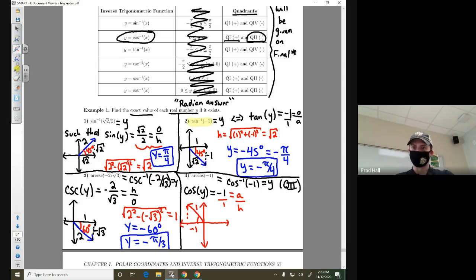Again, all the stuff in red, don't write this down. If you were to solve for your missing side, it would be the square root of 1 squared minus -1 squared, which is 0. So you get a side length of 0, which doesn't make any sense. You cannot have a side length of 0 unless you are dealing with complex analysis, which we don't talk about in this class. So what does that mean?